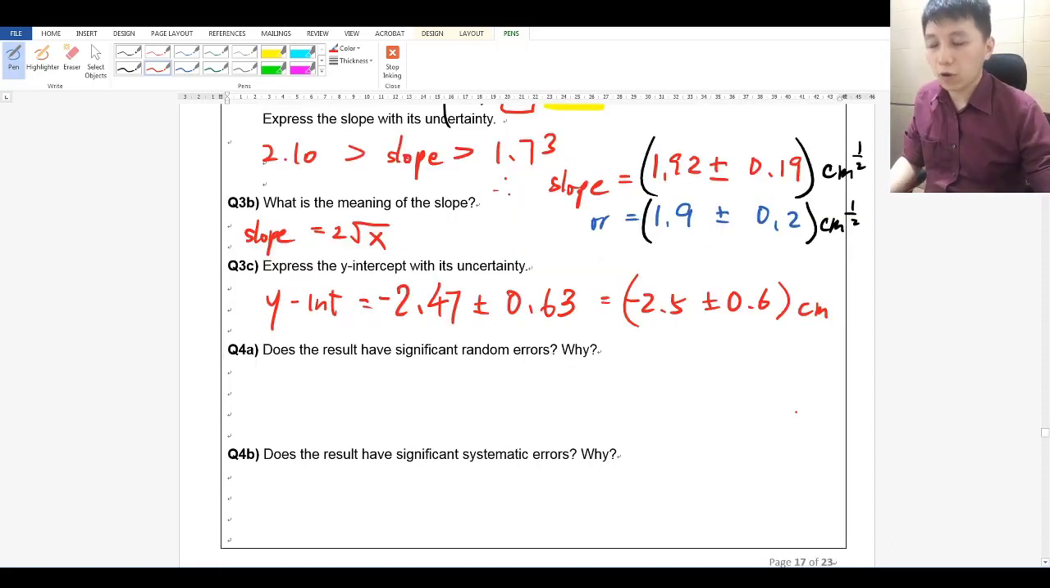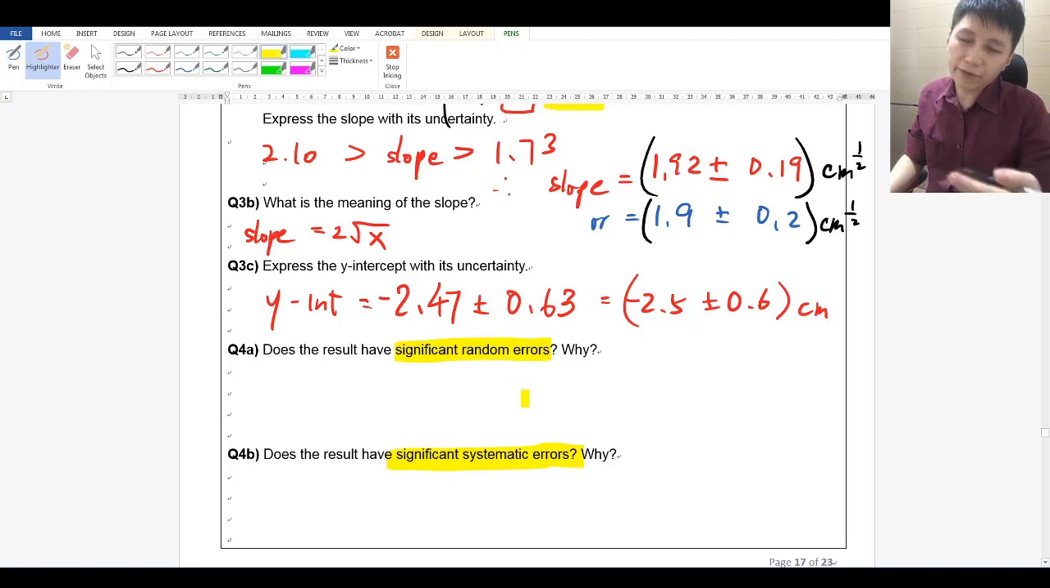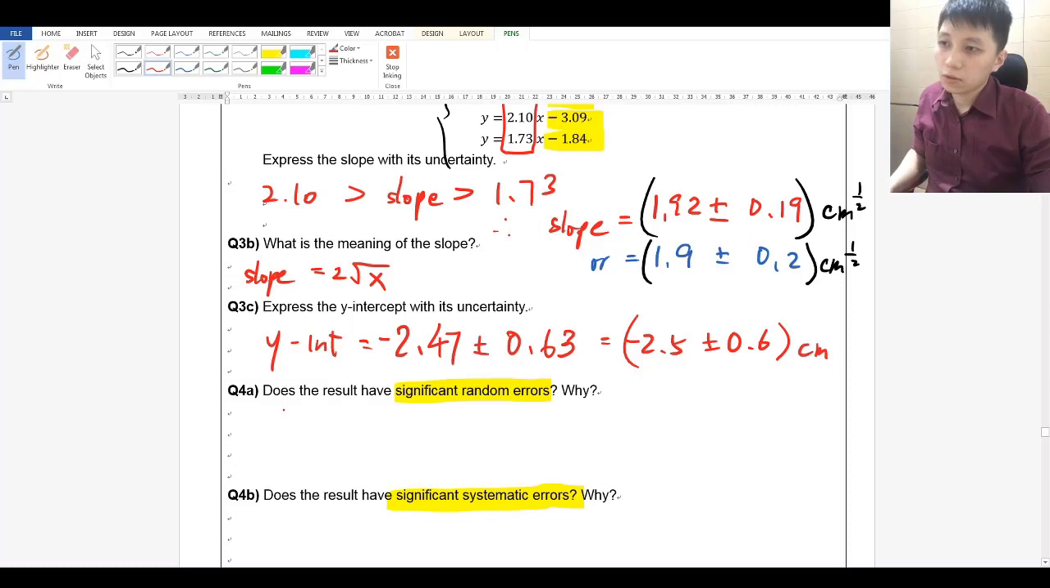Alright, lastly, question 4 is asking you whether or not the result will have significant random error and significant systematic error. So if you haven't done this part yet, please pause the video, really try to think first, and then we'll talk about the answers. A few moments later. So for random errors, there are actually 3 ways available for judging it.